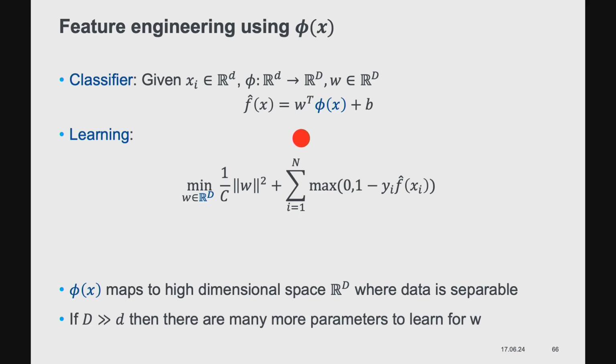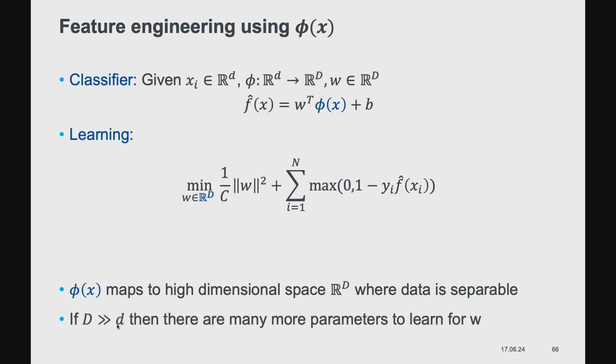And in a support vector machine where I have this, how can I do this? The problem is phi of x often maps to a high-dimensional space, R to the power D, where the capital D is much larger than our original space.